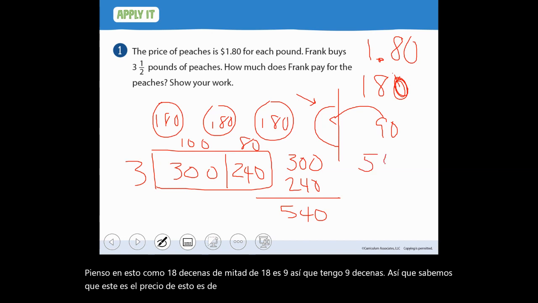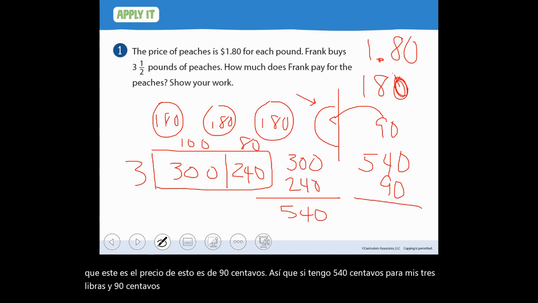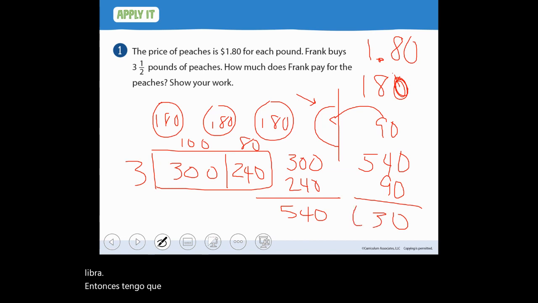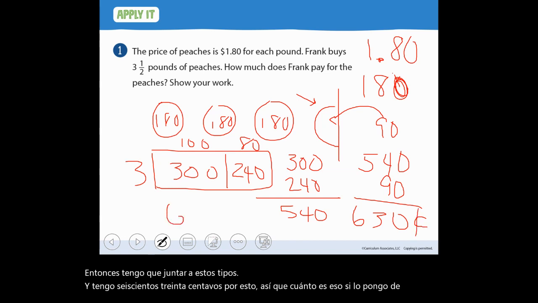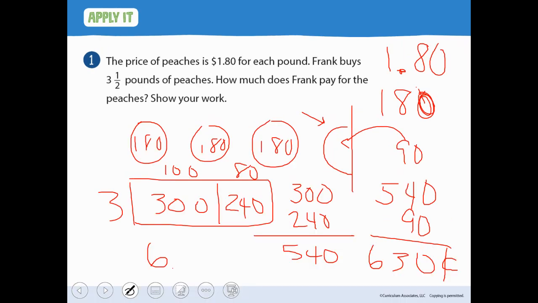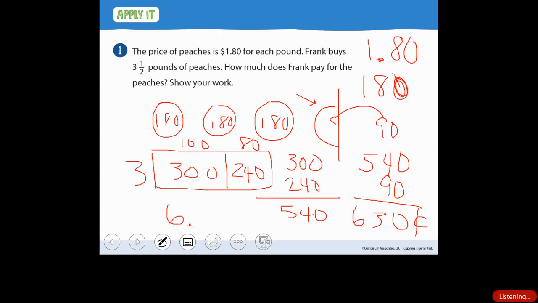So if I have 540 cents for my 3 pounds and 90 cents for my half a pound, then I'm going to add these together, and I have 630 cents for this. So how much is that if I put it back into dollars? Well, 600 cents is $6, and then I have 30 cents left over. So that's how much Frank pays for the peaches.